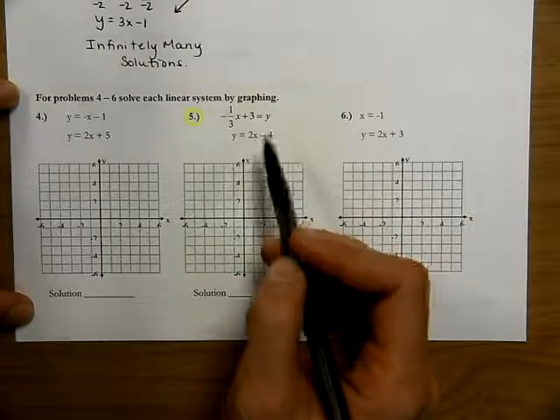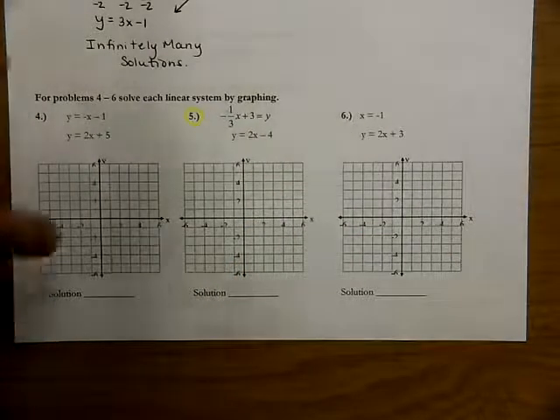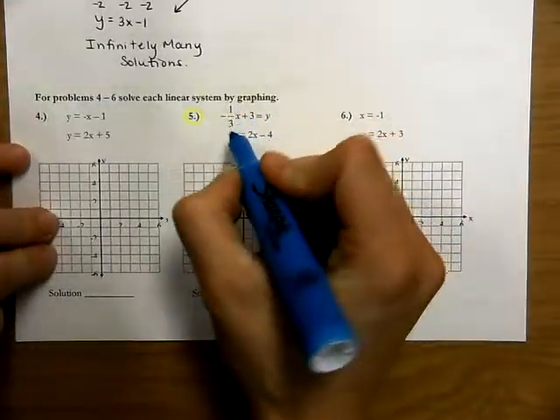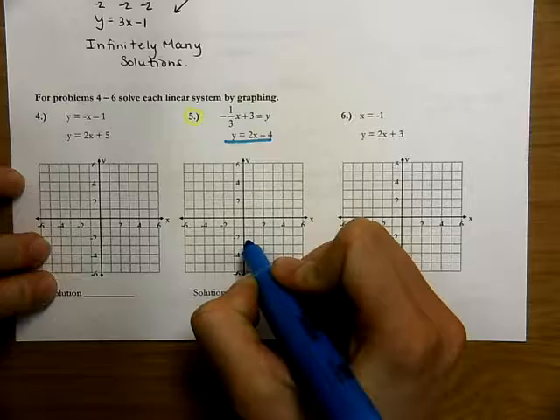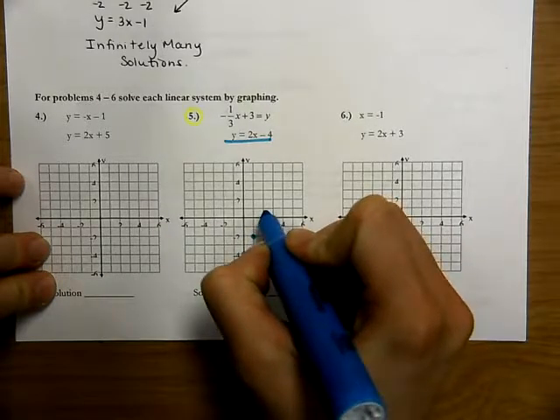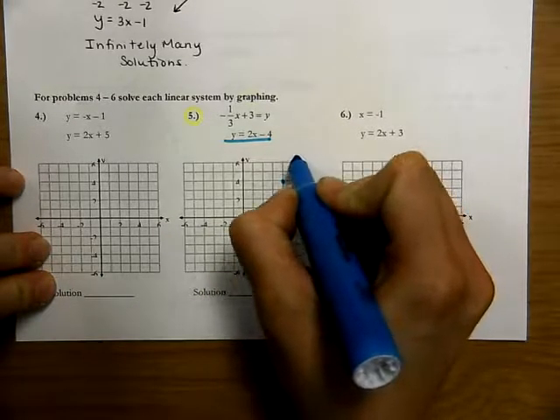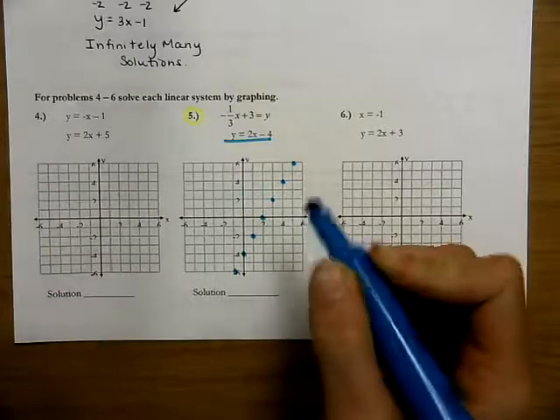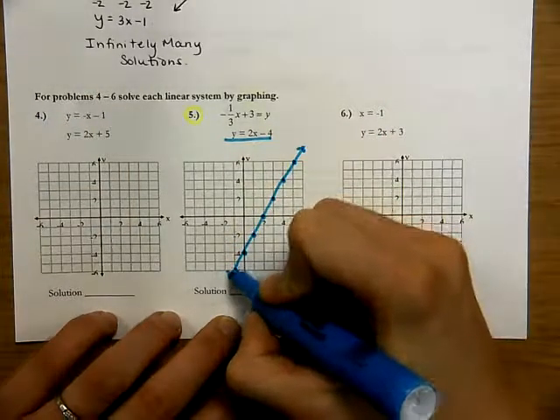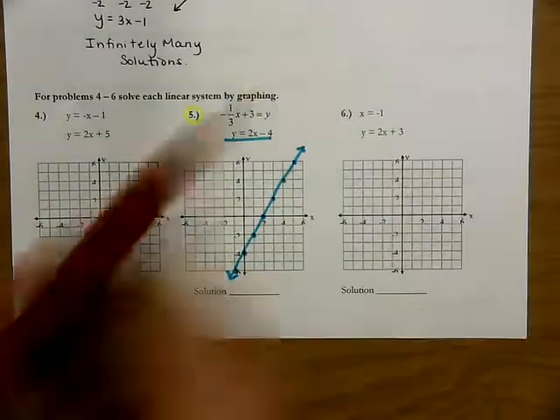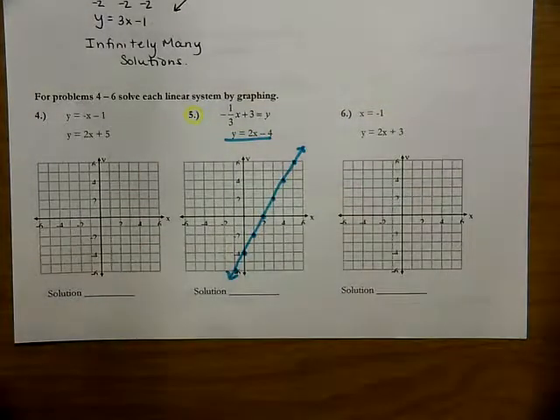Scooting down to number 5, it says solve the linear system by graphing. So I have two equations. This one is already in slope-intercept form, so I'm going to go ahead and graph this one first. Y-intercept of negative 4, slope of 2, that means rise 2, run 1, or down 2, left 1. So this would be one equation.